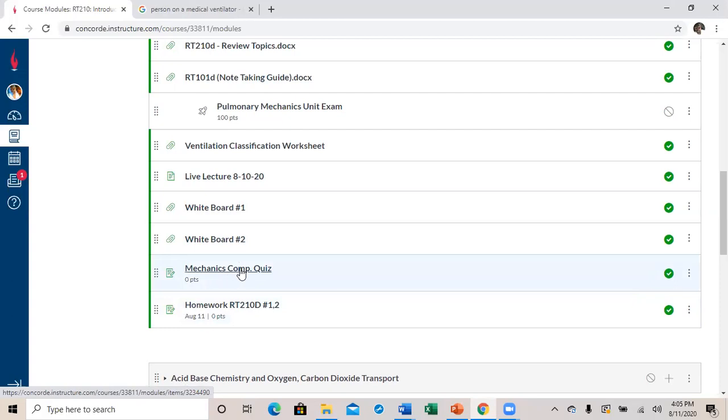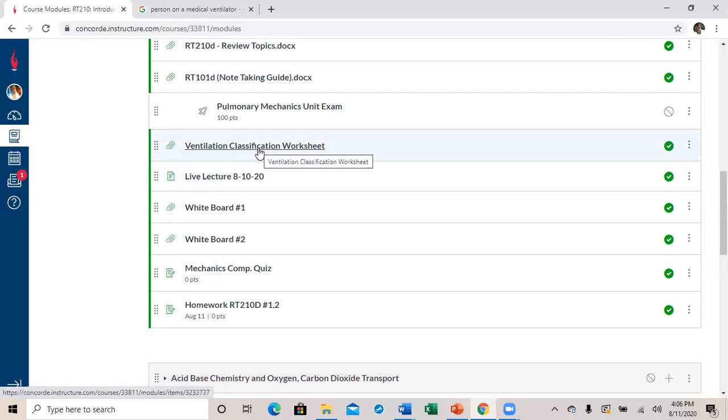The mechanics comprehension quiz right here, you can take that tonight, work on it if you want to. It's got some blasts from the past questions that you might want to make sure you understand, right? I took a picture of the whiteboard yesterday, the spirograms and stuff. So that's picture 1 and picture 2. They're on there if you want to look at them again. Yesterday's live lecture is also here, okay? The ventilation classification worksheet.